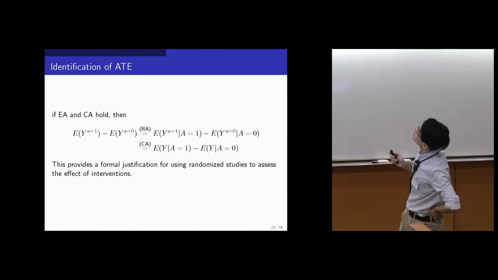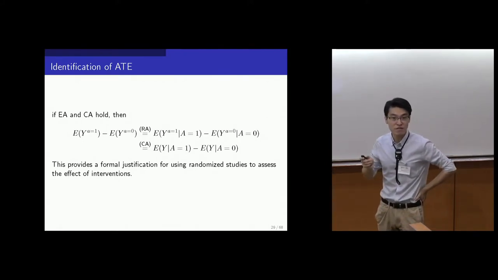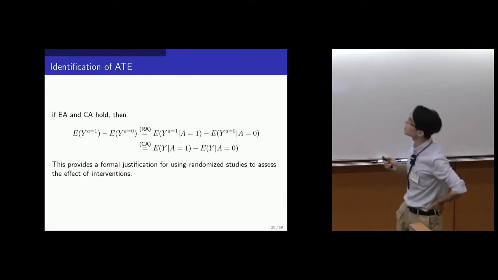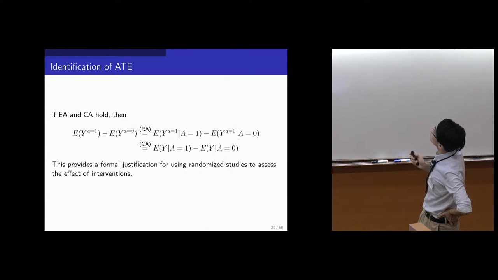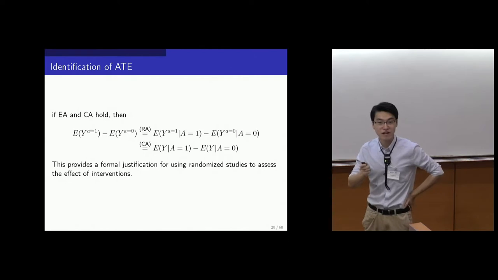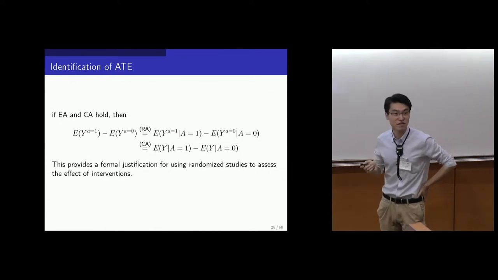So under the, this should be the exchangeability assumption. I was writing it as the randomization assumption, but this should be the exchangeability assumption. We have that these potential outcomes are independent of treatment assignment A, right? So, of course, by independence, this expectation is equal to this expectation, right? But just by independence. And because we are conditioning on A equals 1, of course, by consistency, this potential outcome is actually the observed outcome for those people with the treatment A equals 1, right? By the consistency assumption.